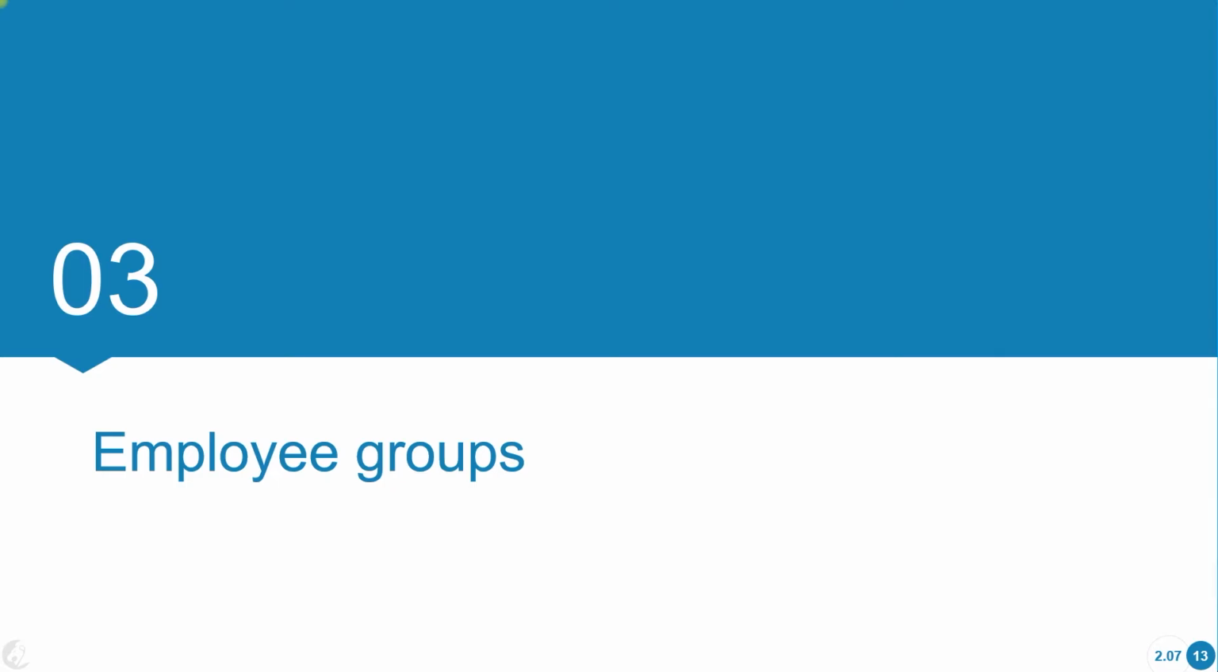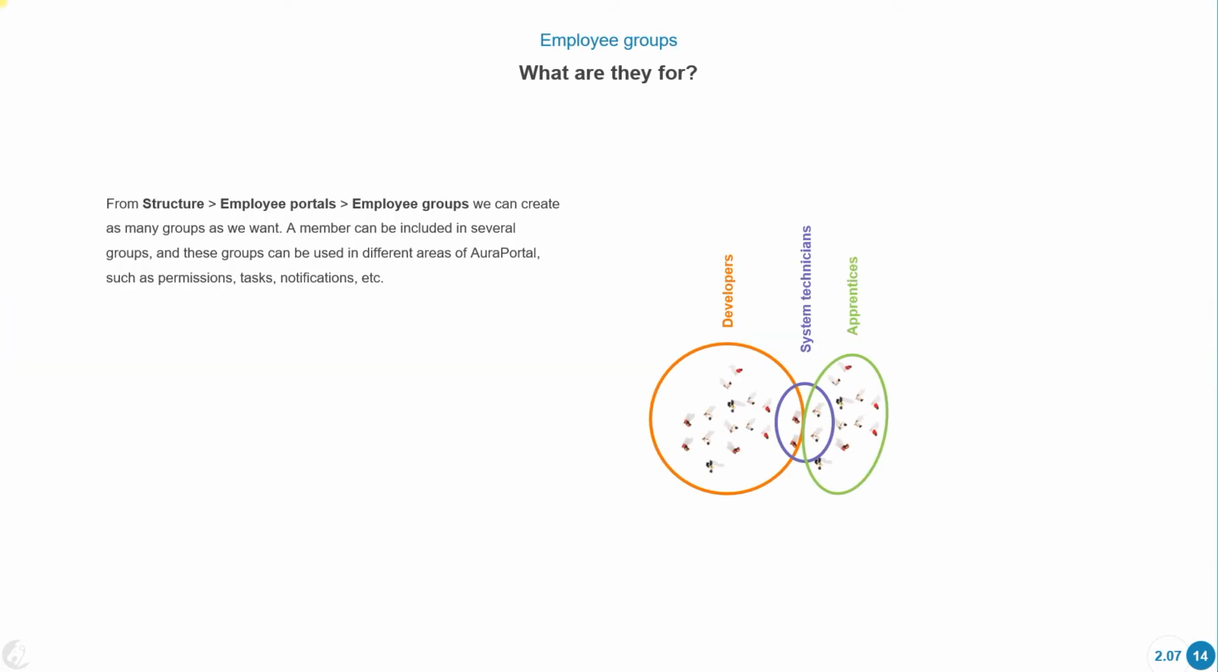Employee groups. What are they for, and where do we create them? From Structure, Employee Portals, Employee Groups, we can create as many groups as we want. A member can be included in several groups, and these groups can be used in different areas of our portal, such as permissions, tasks, and notifications. Here, we can see 3 groups: developers, system technicians, and apprentices, and we can see that an employee can belong to several of them.